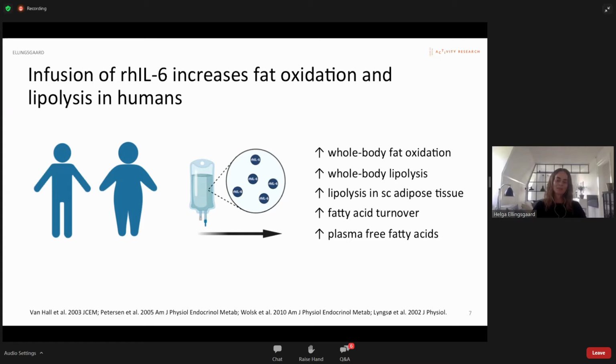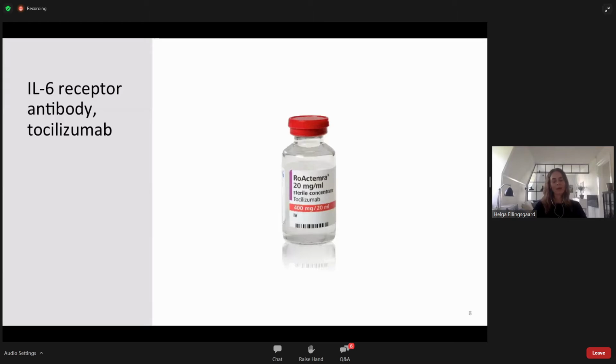But somehow the limitation of these studies was that IL-6 was infused, and that plasma levels of IL-6 were often higher than what one could expect in response to an exercise bout or in a physiological setting. So therefore, it was somehow good news when the IL-6 receptor antibody tocilizumab back in 2010 was approved to treat patients with rheumatoid arthritis. So this gave us the option to obtain a loss of IL-6 function model in humans, one could say, and to study the more physiological role of IL-6.